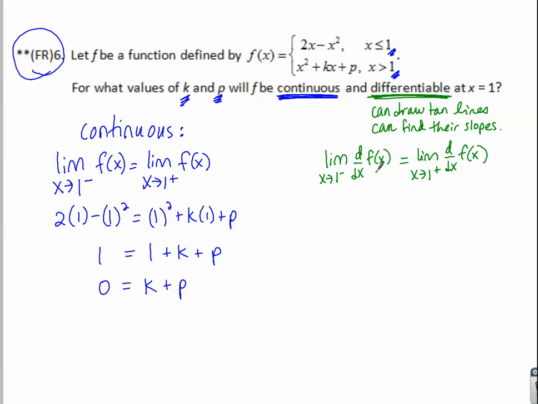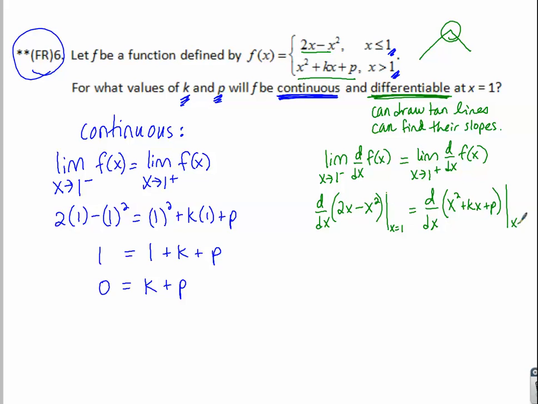Really, we just want the derivative on the left to equal the derivative on the right. We don't want different slope here than it is here, and then we get a sharp point. That is not differentiable. We do not want that. So let's do the derivative of the piece on the left. On the left is 2x minus x squared. So the derivative of 2x minus x squared at x equals 1, that needs to equal the derivative of the piece on the right, x squared plus kx plus p at x equals 1 as well. So let's do that derivative first.